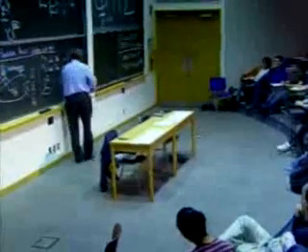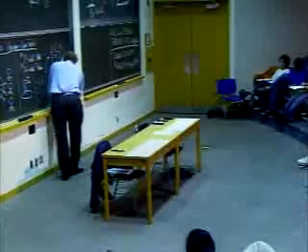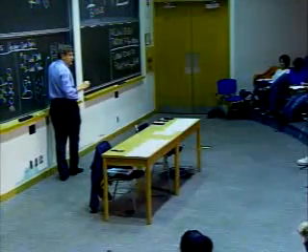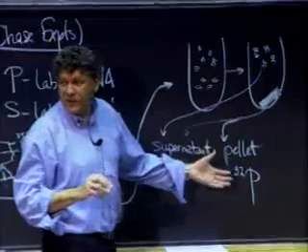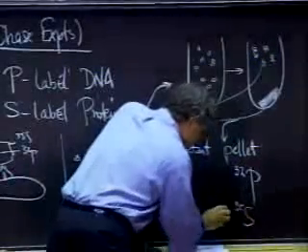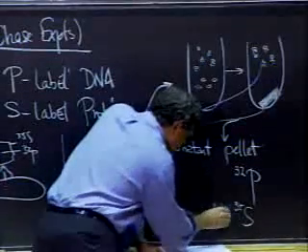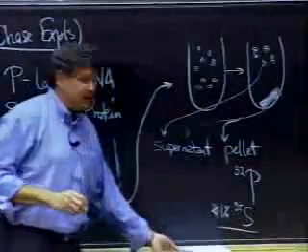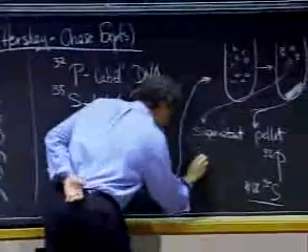Where does most of the P32 show up? In the pellet? Mostly P32 shows up in the pellet. Is there no S35 in the pellet? In the textbook story, of course, there's no S35 because they want it to be nice and clean. But in reality, there's going to be some S35, but less than 1% of the S35 ends up in the pellet. Most of the S35 stays up here in the supernatant.